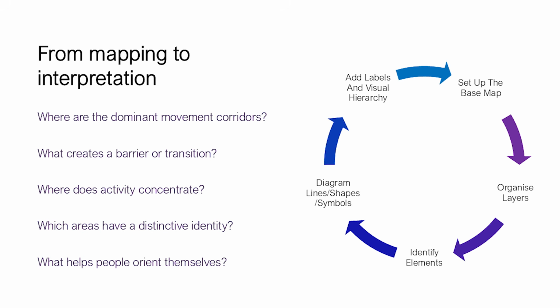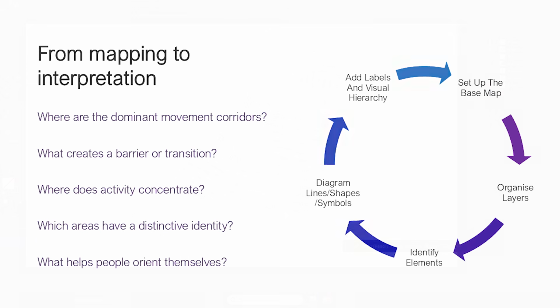And when we're doing that analysis, we will ask questions like, what is the major corridor? What is the barrier? Where are the activities concentrated? What part of this West End has a distinctive identity? And when we begin to look at that holistically, we will see that this can be represented in some analytical diagram, which we are using Illustrator to do.